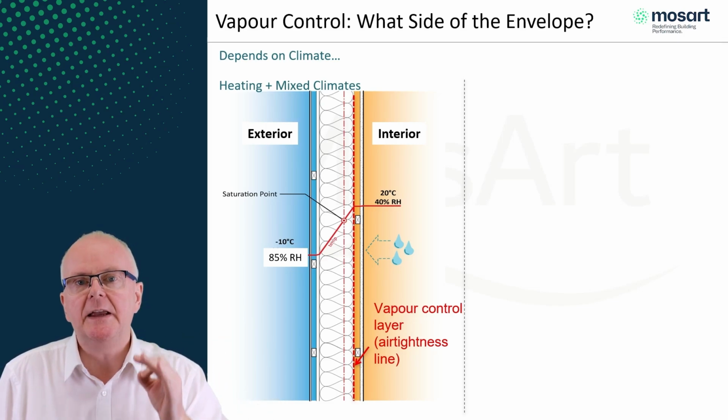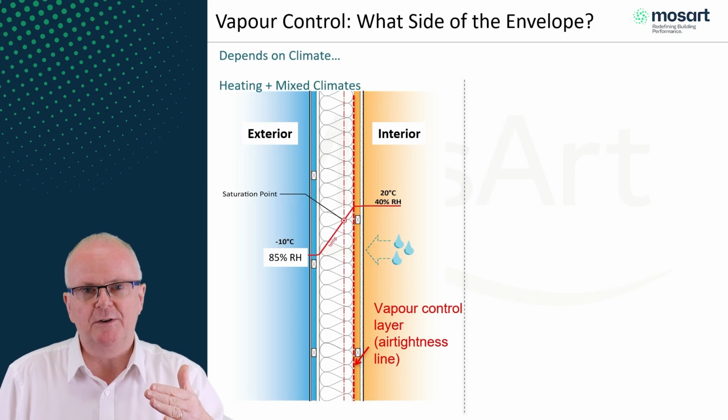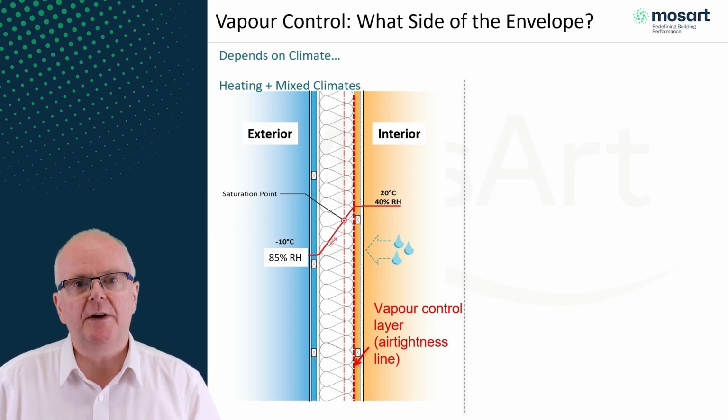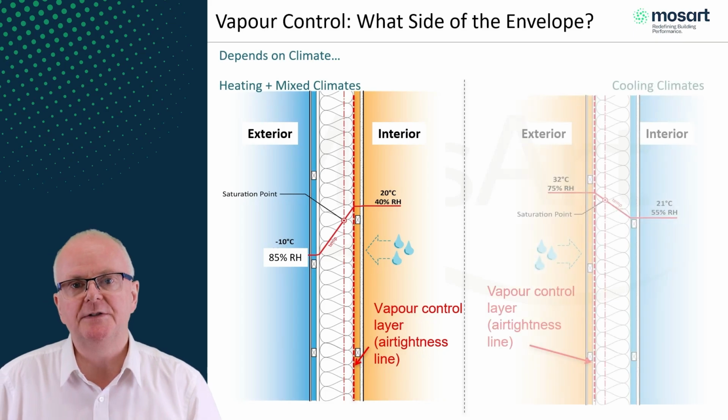But basically, in a heating dominated climate, to come to a conclusion here, you would put the air tightness and vapor control layer on the warm side, in other words on the inside of the insulation.